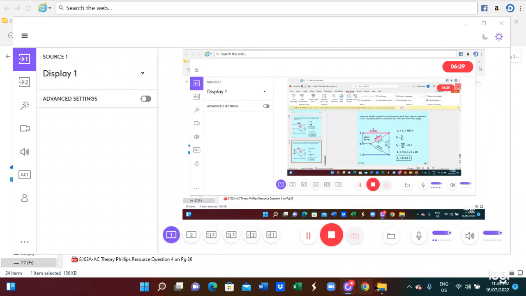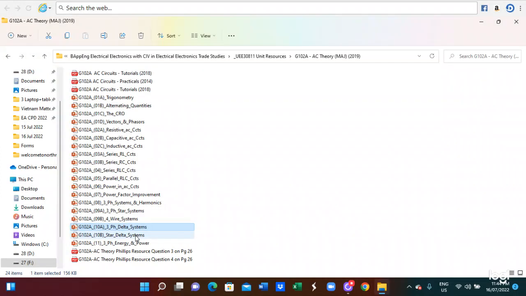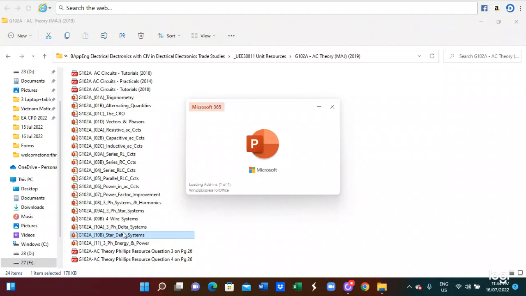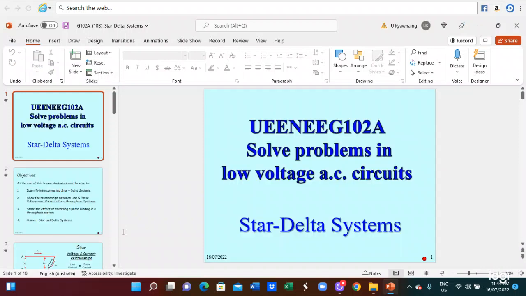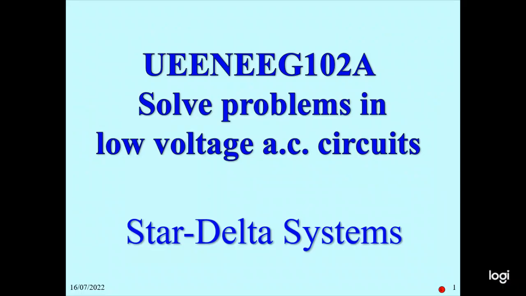Next one. Three-phase star delta system. Star delta system. So the topic is low voltage AC circuit, star delta system.